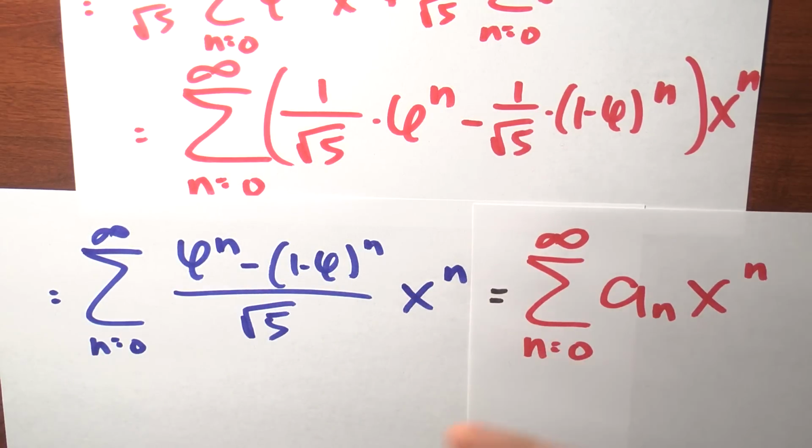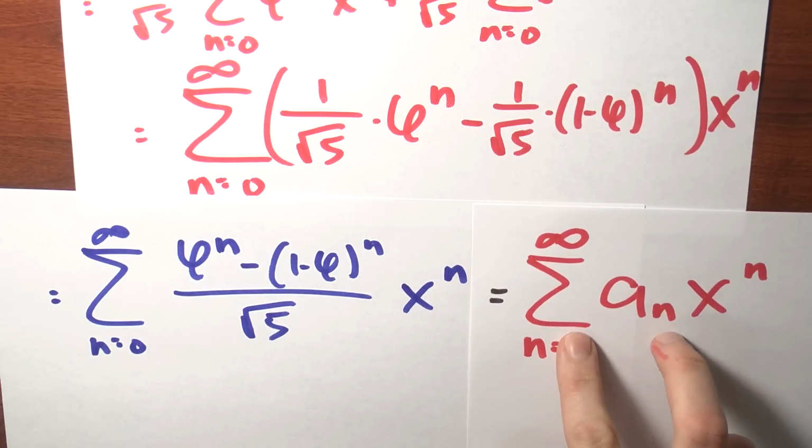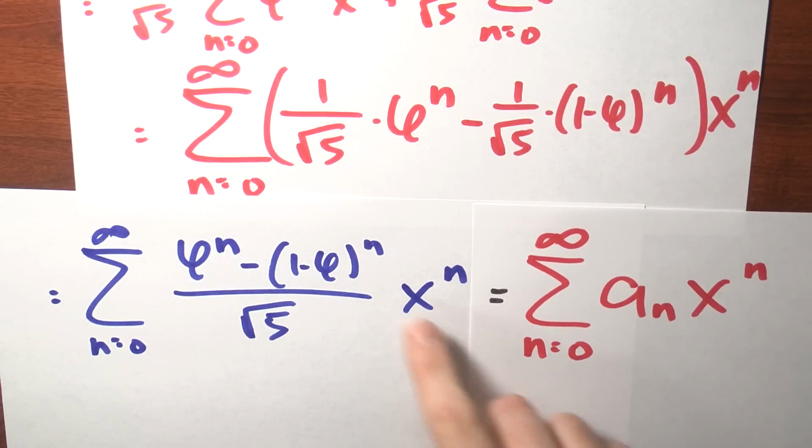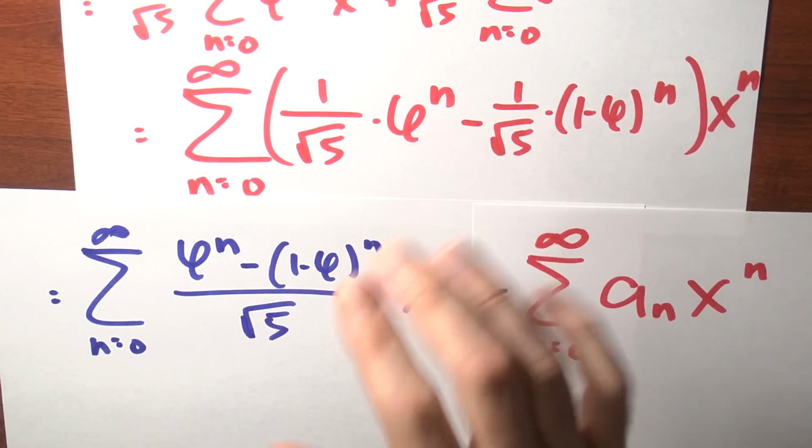And the upshot, or what I'm hoping here, is that if these two power series are equal, then their coefficients must be equal. And that means that this is a formula for this. This is a formula for the nth Fibonacci number. For real, that is a formula for the Fibonacci numbers.